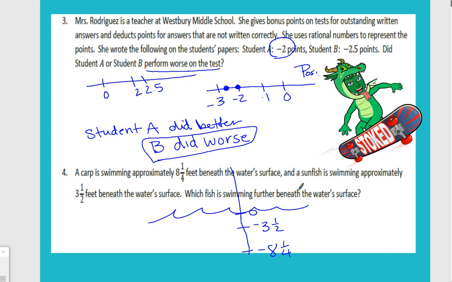So which one is further beneath the surface? Now, we don't write 8.25 feet. We say a carp or the carp. Okay, we have to make sure that they asked what fish, and I have to say which fish it was.